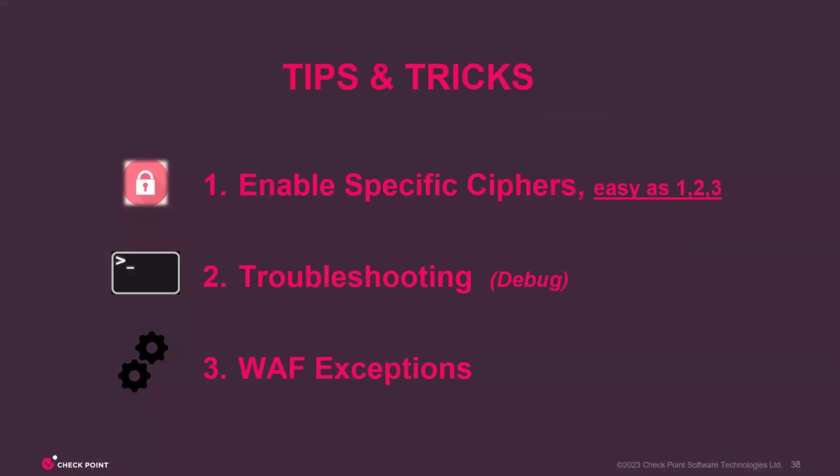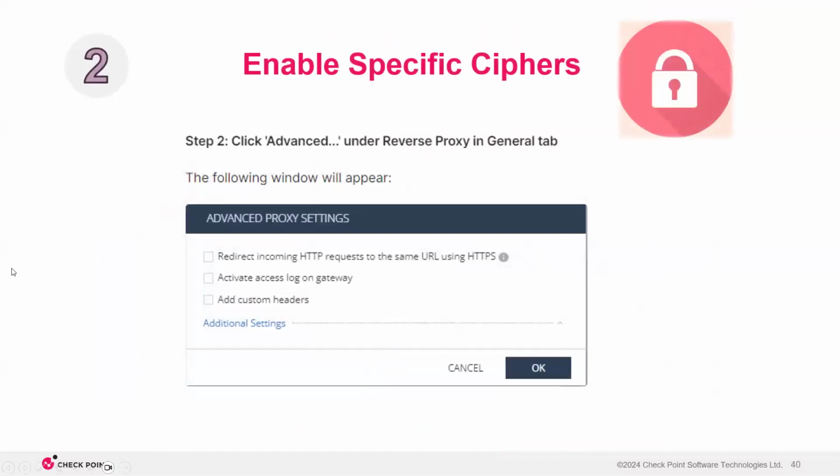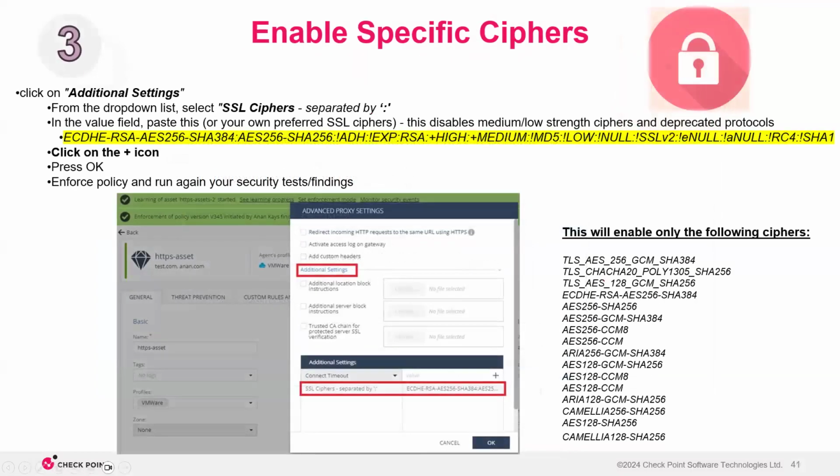And then finally, some of the tips and tricks, right? So some of the things I've run into with customers over the last couple months and last year. Let's say, for example, you want to enable specific ciphers. Just like we created a web app or an API, you go into that particular web application that you have in the WAF. From there, you click on the advanced button in the middle, which then takes you down to additional settings. And then step 3, so again, 1, 2, 3.